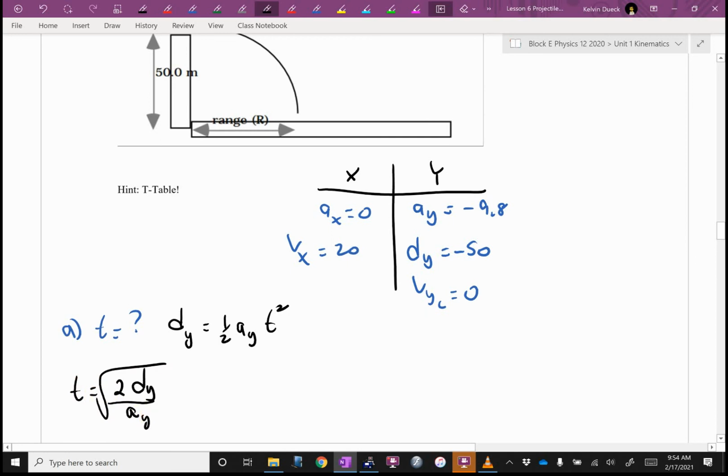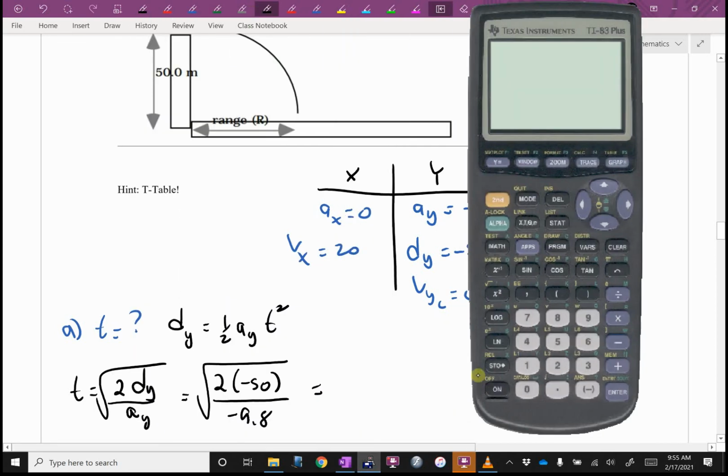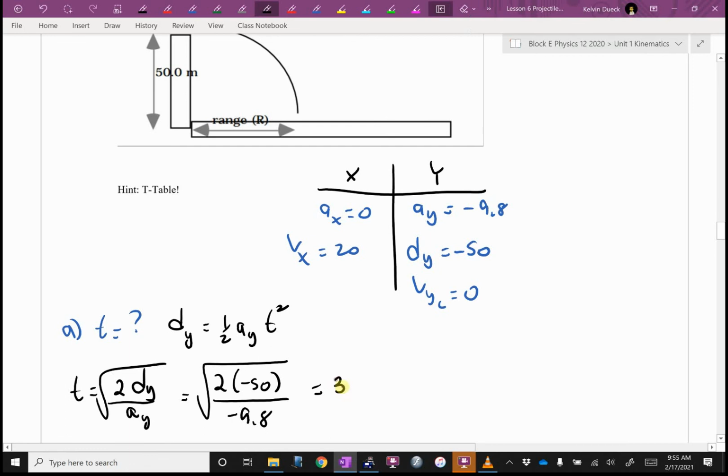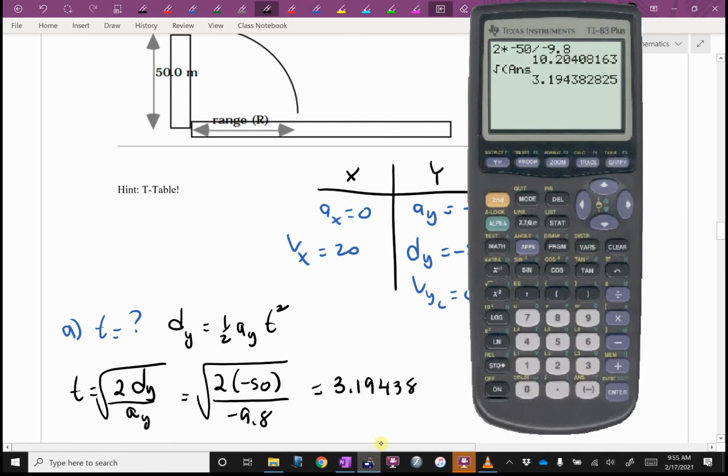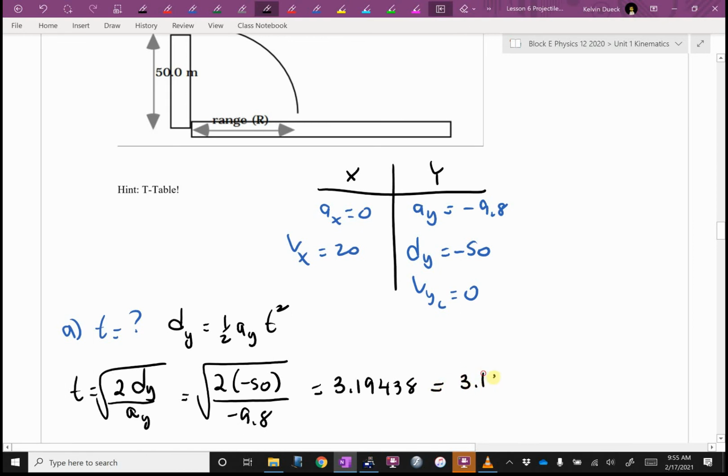The other reason that this is a fairly nice one is, even though it's technically a quadratic, I don't need to pull out the quadratic formula because VY initial is zero. The time of flight is going to be the square root of 2 times negative 50 divided by negative 9.8. Square root. And I get a time of flight of 3.19438. I'm going to write 3.19, but I'm going to store this somewhere because I'm going to use it. If I was doing this on a test, I would carry the extra sig figs, maybe to 5 or 6 sig figs, and then I would go, all right, 3.19 seconds. I would put a box around that as my answer, but I've got the extra digits if I need them.